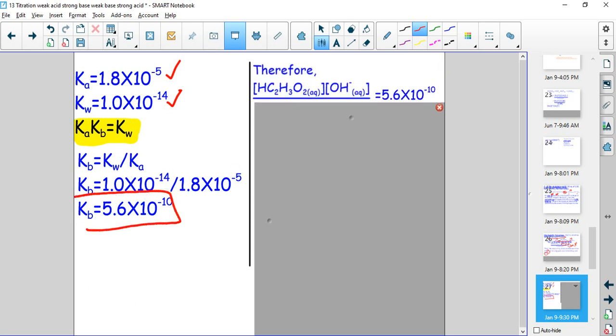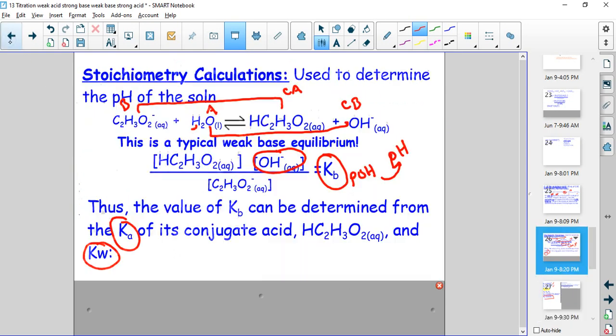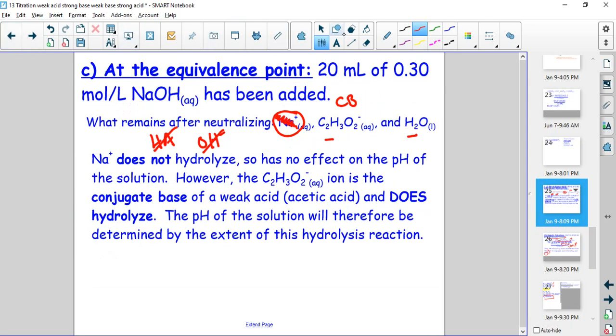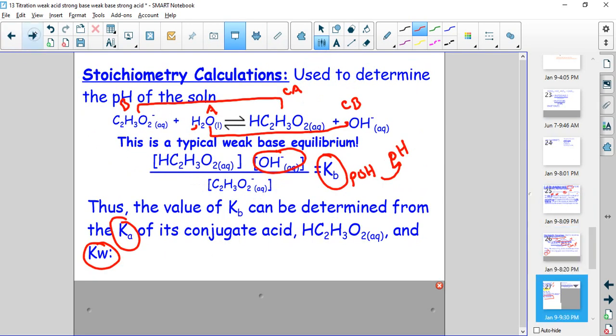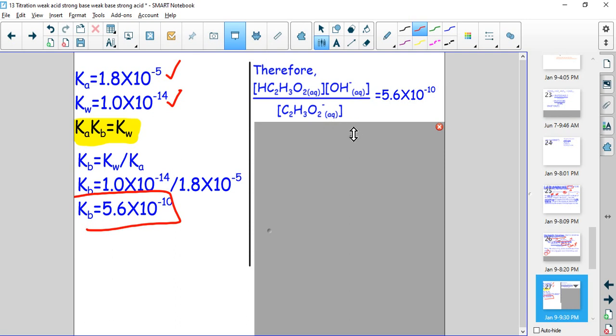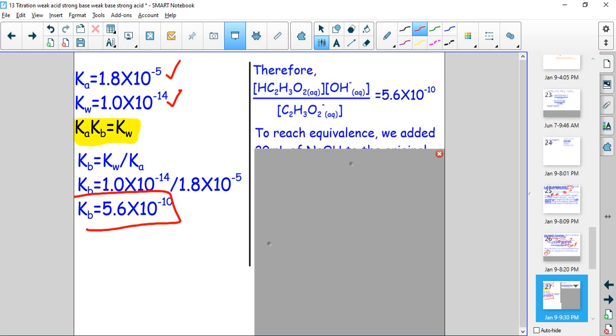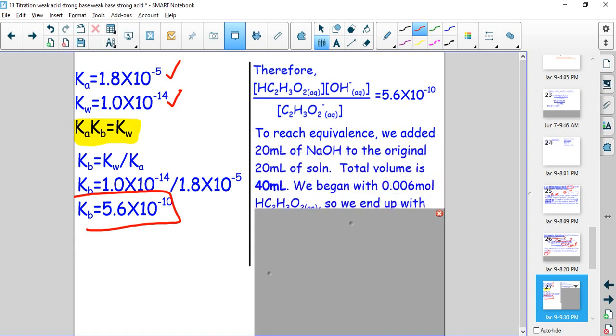Okay, so now that we have that, we're one big step closer to starting to solve this. But remember, we've added at this point, I believe it's 20 mL. Right? We've added 20 mL of sodium hydroxide to the original 20 mL of acetic acid. Whenever you change volume, you also dilute and change concentrations. So to reach equivalence again, we've added 20 mL for a total of 40 mL.